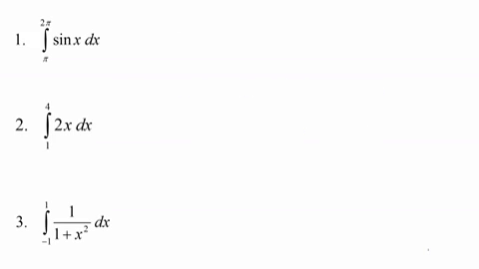Number 2, we have the definite integral from 1 to 4 of 2x dx. So this would equal the antiderivative of 2x. The antiderivative of 2x would be 2x squared over 2, but the 2's divide out and just give us x squared. So we want to evaluate x squared from 1 to 4. So we plug in the upper value first, 4. So this would be equal to 4 squared minus 1 squared. 16 minus 1 is equal to positive 15.